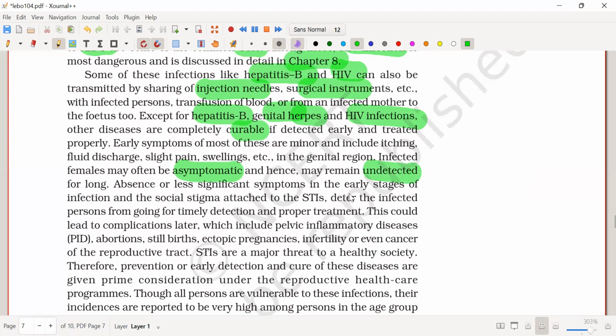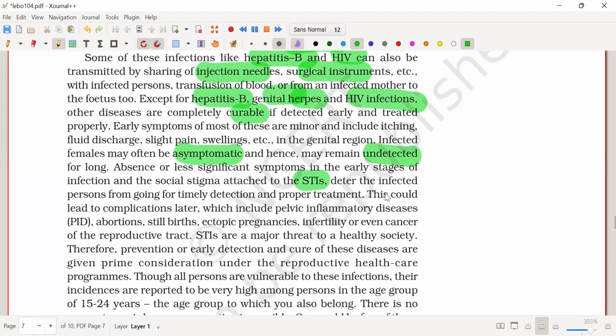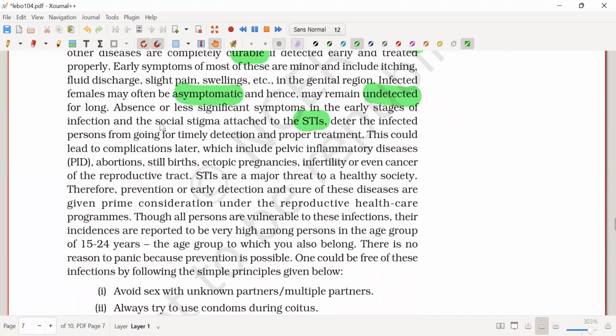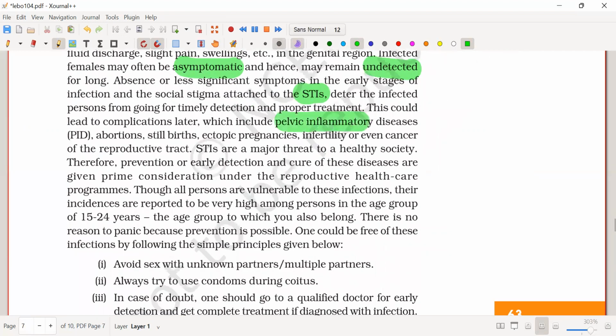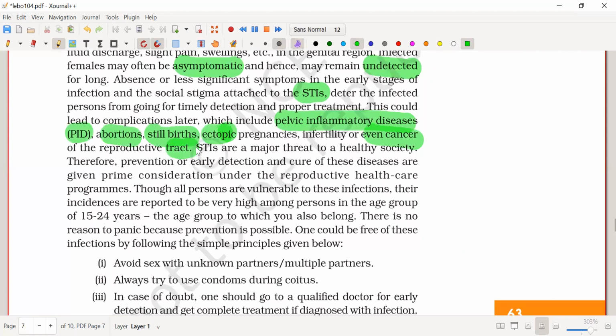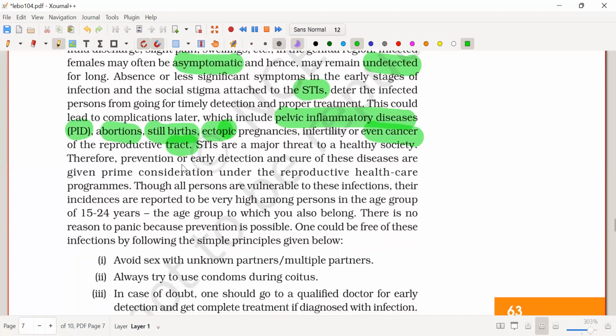Absence or less significant symptoms in the early stage of infection and the social stigma attached to STIs deter the infected person from going for timely detection and proper treatment. This would lead to complications later, which include pelvic inflammatory diseases, PID, abortions, stillbirths, ectopic pregnancies, infertility, or even cancer of the reproductive tract. STIs are a major threat to a healthy society. Therefore, prevention or early detection and cure of these diseases are given prime consideration under the reproductive healthcare programs.